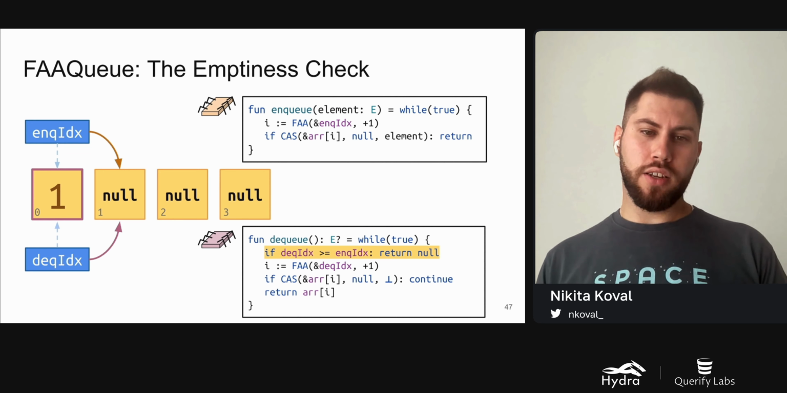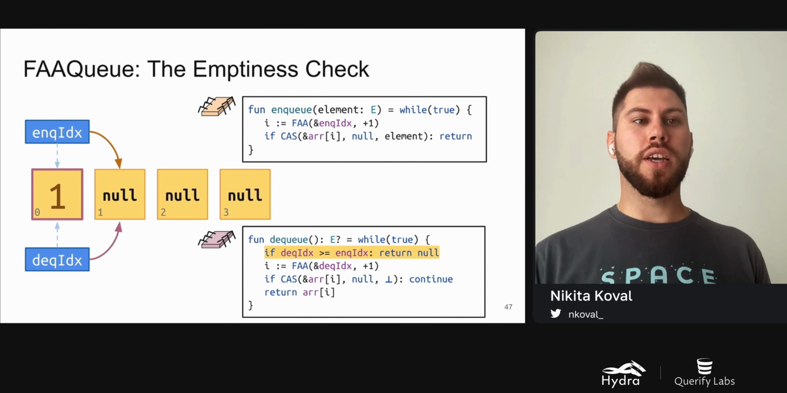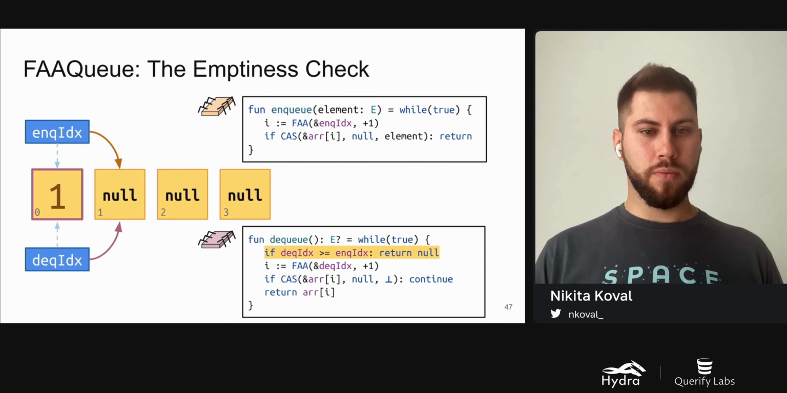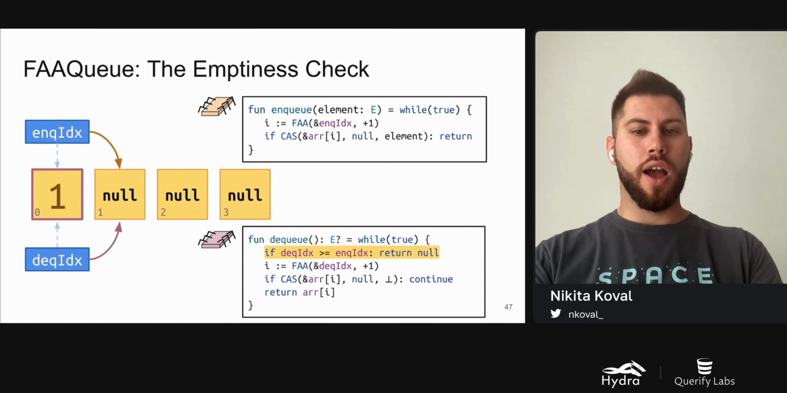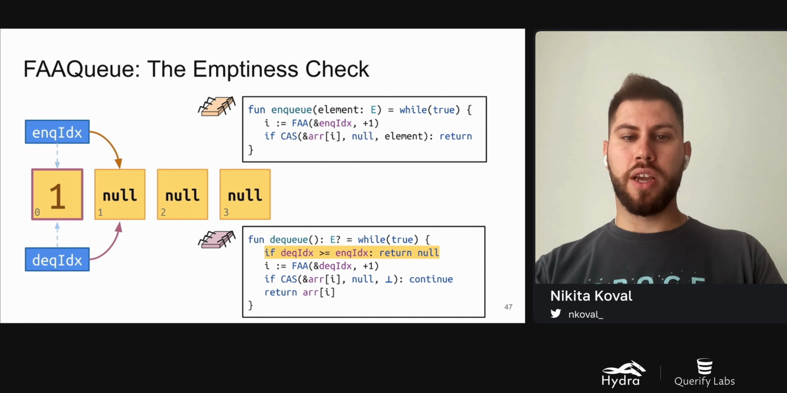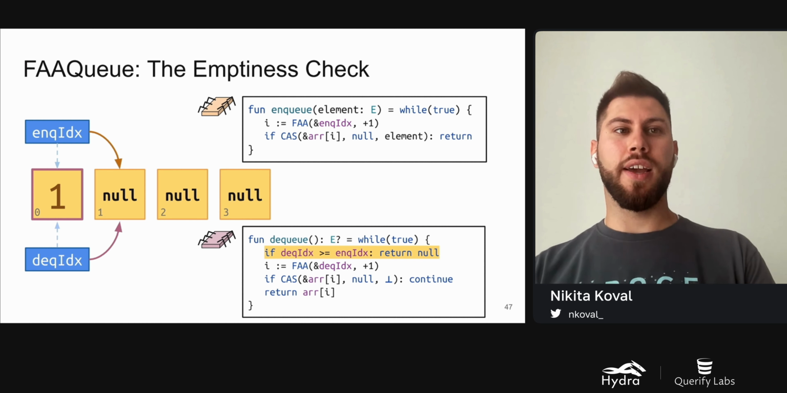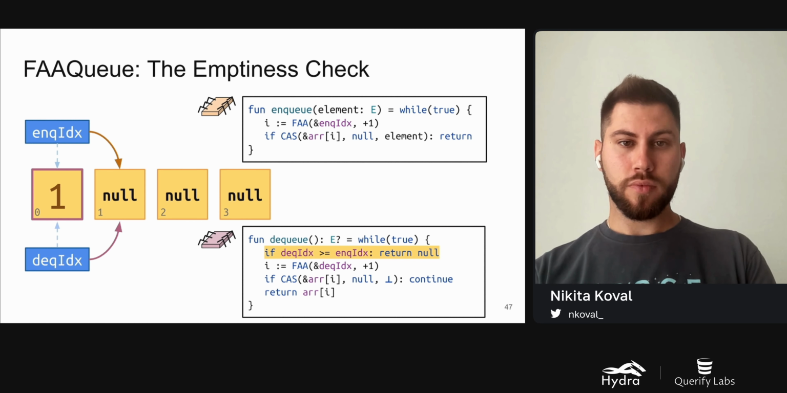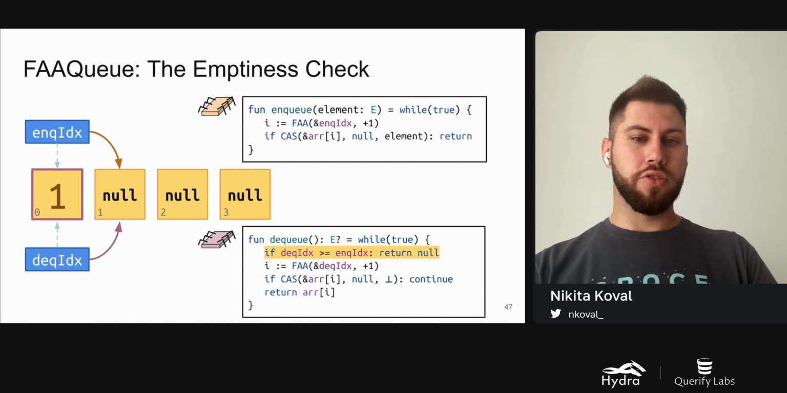Why greater? Because it's possible that the queue contains one element, then 100 enqueues come. All of them decided that the queue is non-empty, and all of them decrement deq index. So deq index, in this case, becomes greater than enq index, but it's a very rare, unrealistic case. But we still need to think about it.